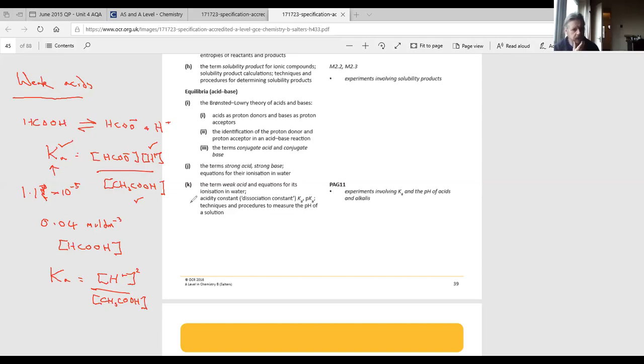What you need is, we don't know what that is. What we're trying to do is rearrange that for H plus. So what would that be? Just square root it. Square root of Ka times, I don't know why it suddenly turned into ethanoic acid. So do I just need to square root my answer? Yeah.